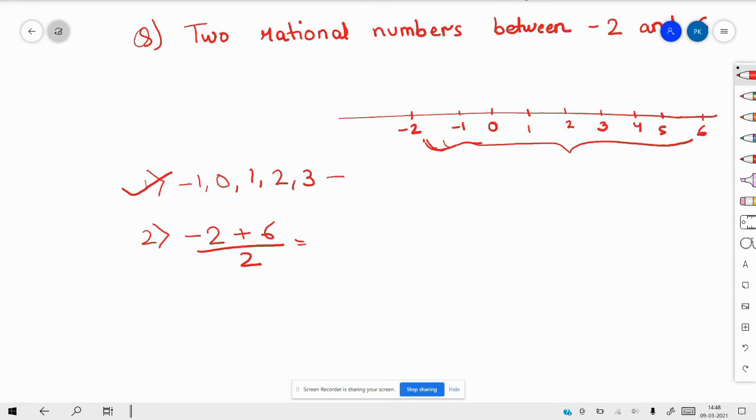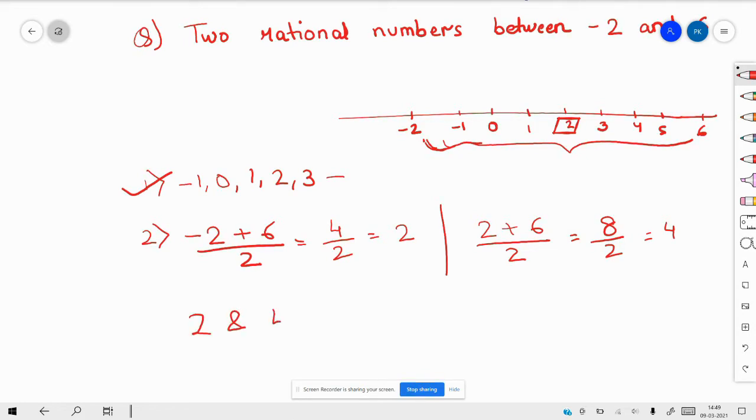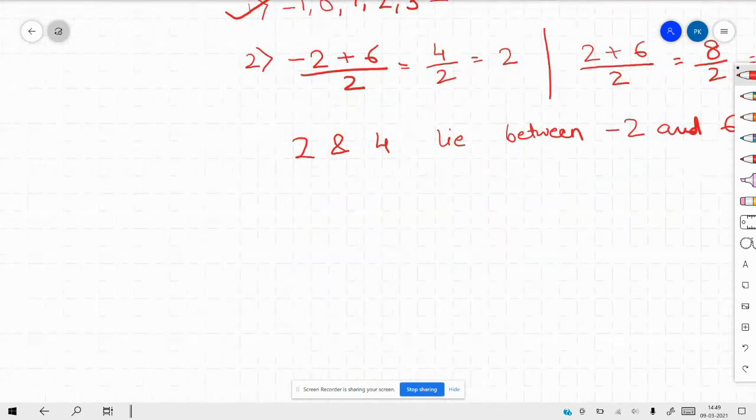So -2 plus 6 divided by 2, which means 4 by 2, so 2 is definitely one of the numbers between -2 and 6. To find the next number, we can do 2 plus 6 divided by 2, that is 8 by 2, which is 4. So we can simply say that 2 and 4 lie between -2 and 6. Similarly, you can find many numbers between -2 and 6. Let's move on to the next question.